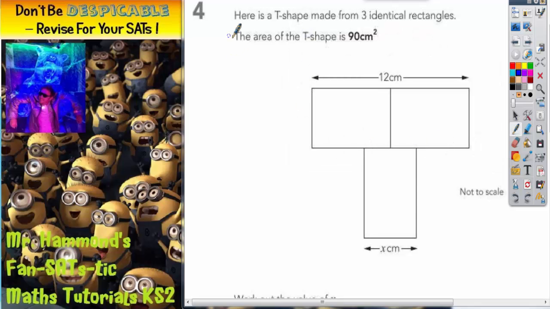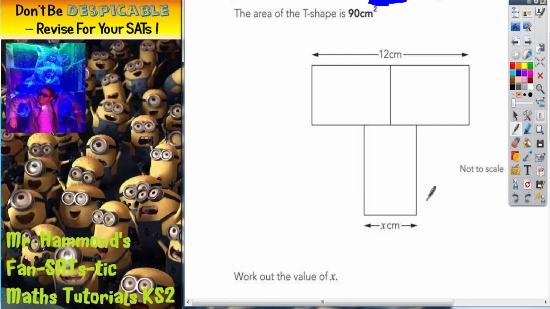Question 4. Here is a T-shape made from 3 identical rectangles. That word identical is going to be crucial. The area of the T-shape is 90. So we know that the width of the T-shape is 12. The total area is 90. And we're going to be looking for this distance at the bottom here that is x. It says work out the value of x.